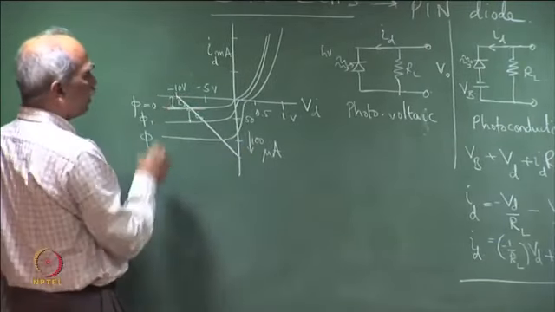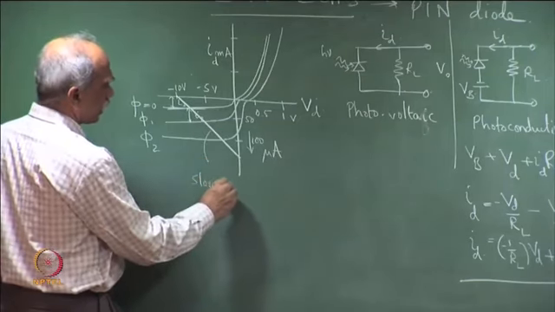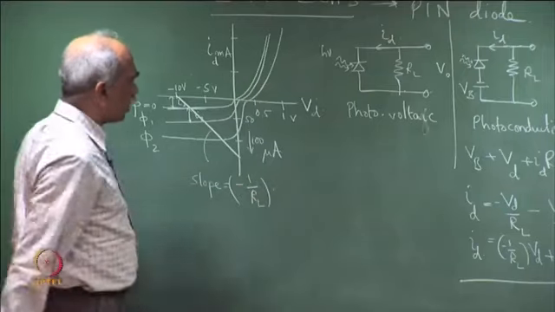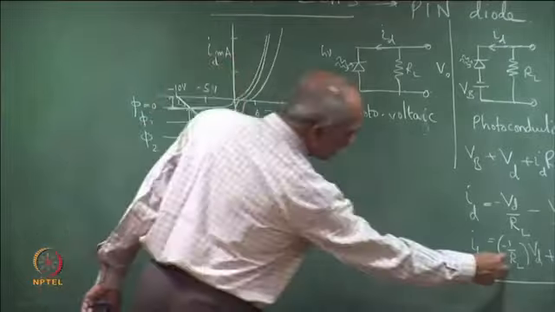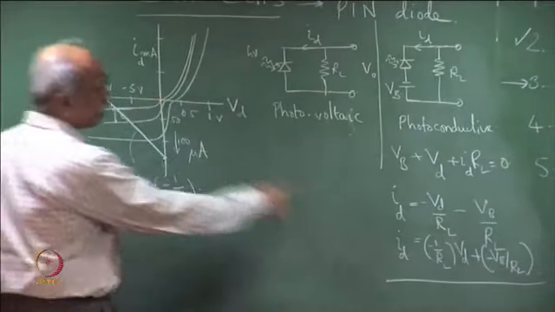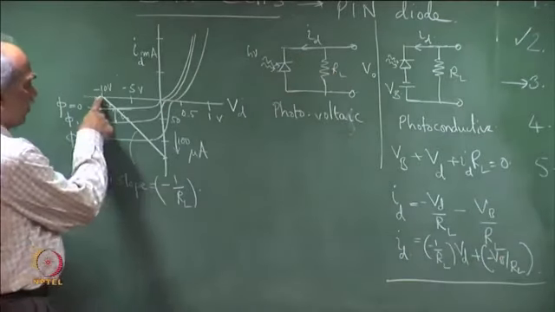So, this is the load line. The slope is negative, equal to minus 1 over R L, and this value here is nothing but V B by R L, because when V D is equal to 0, I D is equal to V B by R L here, and this is V B.